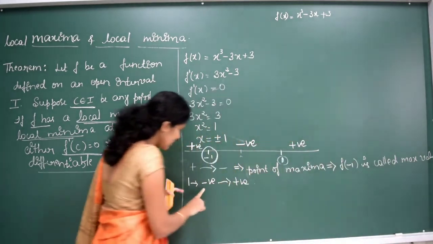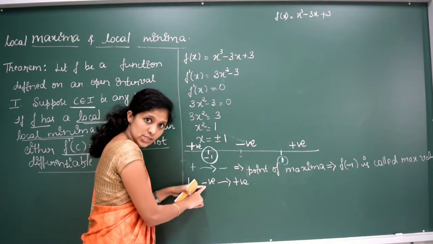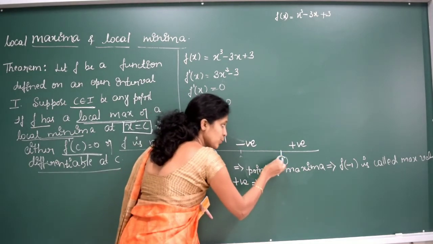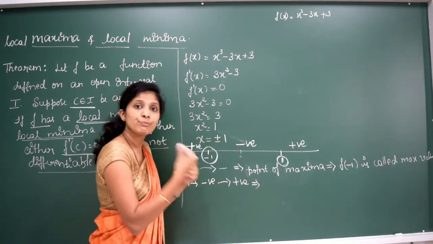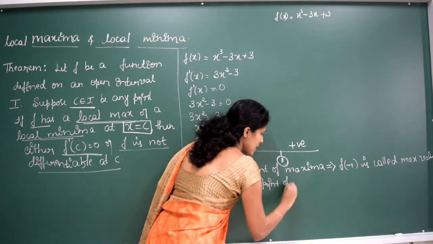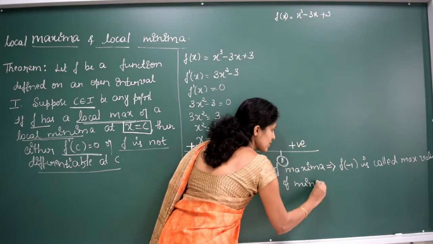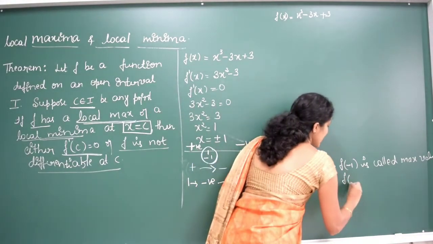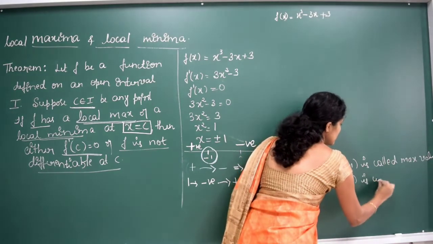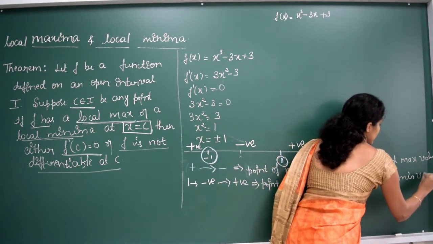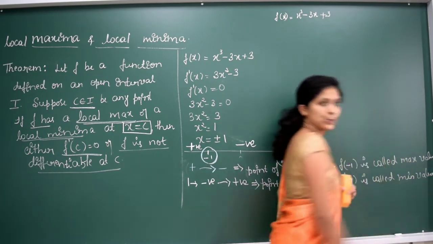So now you can observe here, if it changes from negative to positive, then that point 1 is called the point of minimum. Is it clear? So this is called the point of minima and the value f of 1 is called the minimum value. I hope you understood this one.